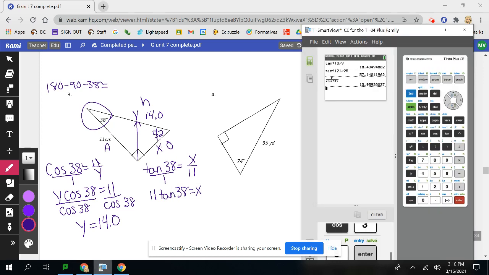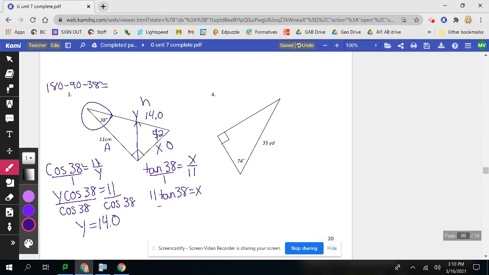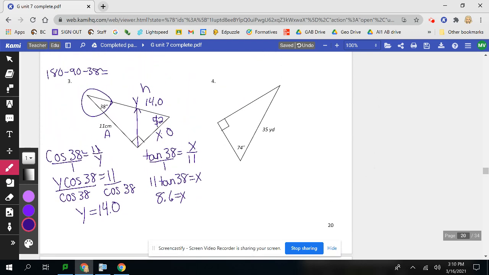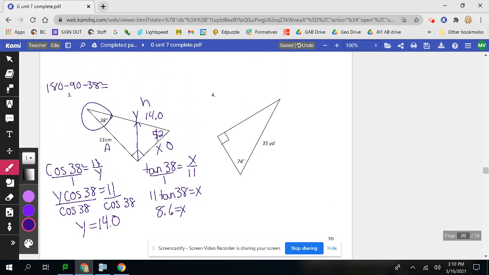So I'm going to do that on my calculator. It's important that you put the number in front of the tangent. So it's 11 times tangent of 38. And it's 8.6. So I want you to pause, and I want you to try number 4 and come back and check.